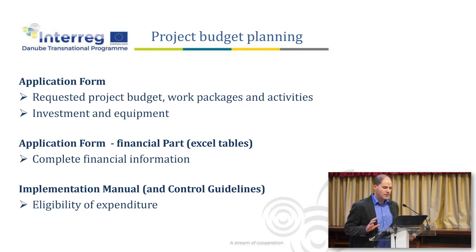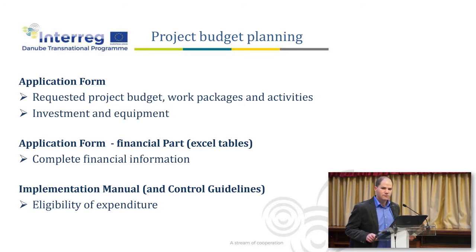The application form, the PDF document, contains limited financial information. Basically, it contains the overall project budget. It contains budgets per activities and work packages. But it doesn't go into further analytics of the budget. Additionally, financial information for investment and equipment has to be indicated in this application form.